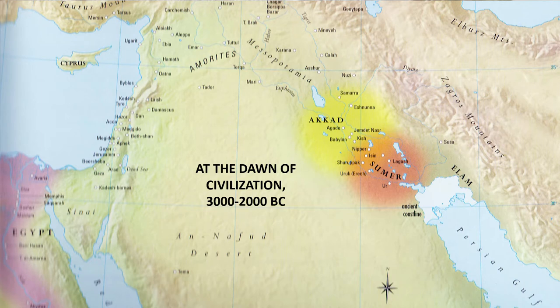Here is a map of Mesopotamia at the dawn of civilization. We're talking about 3000 to 2000 BC. Notice there are a number of peoples. You see the Amorites up here. You see the Elamites over here. But there are really three groups that we need to talk about. And the first one is Sumer. Sumer is a collection of city-states down here. They are related by language and culture and religion, but they are ruled individually by separate kings. Okay, so they're not a single nation.